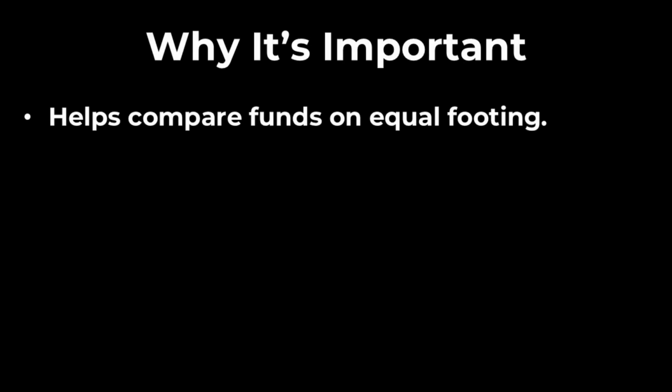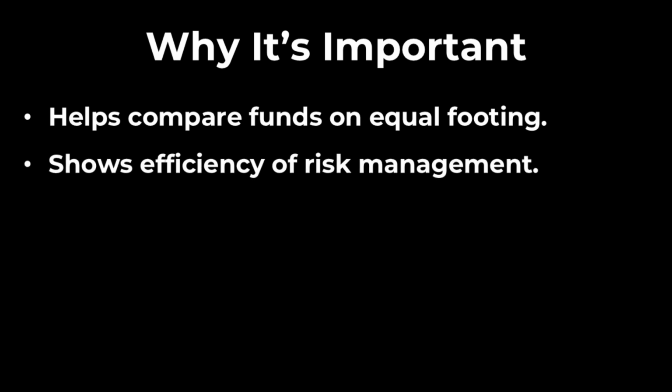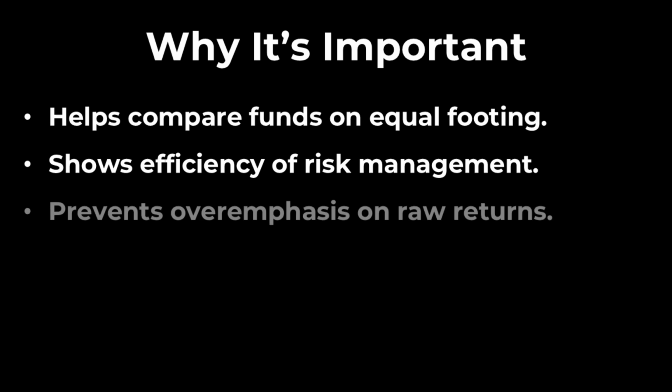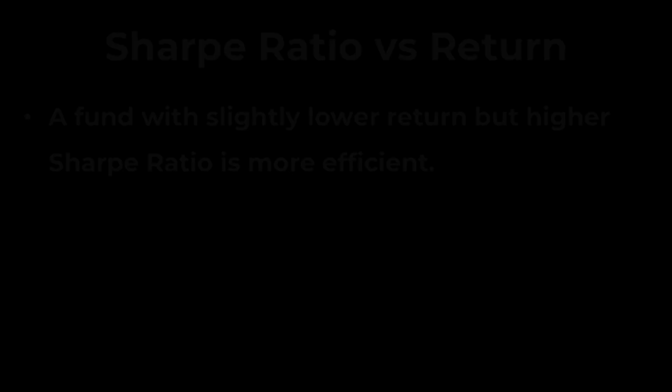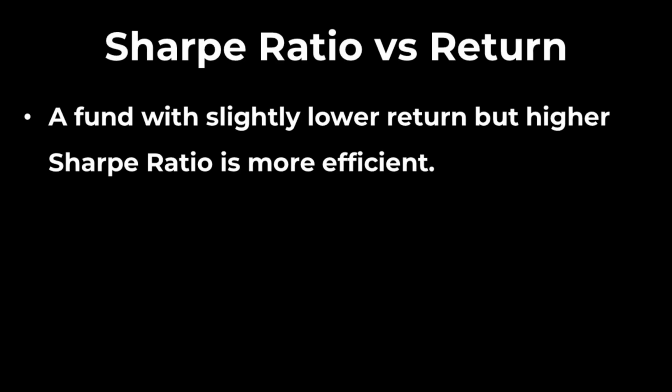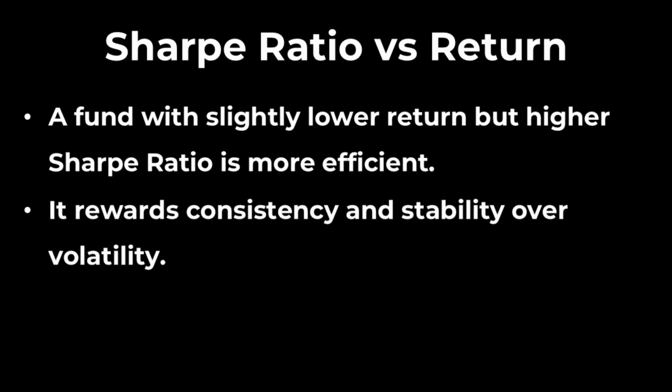The Sharpe ratio allows investors to compare different funds on equal ground, even if they have different risk levels. It highlights how well a fund manages volatility. And most importantly, it keeps you from being blinded by high returns that might come with equally high risk. Here's the twist. A fund with a slightly lower return can actually be better if it has a higher Sharpe ratio. That's because it's generating steadier, more consistent performance. In short, it rewards the investor who values stability over short-term spikes.